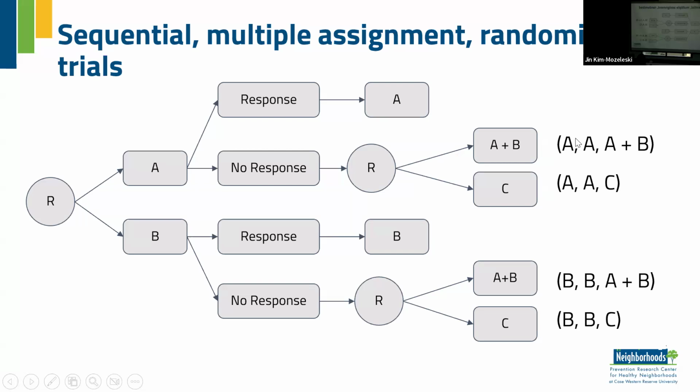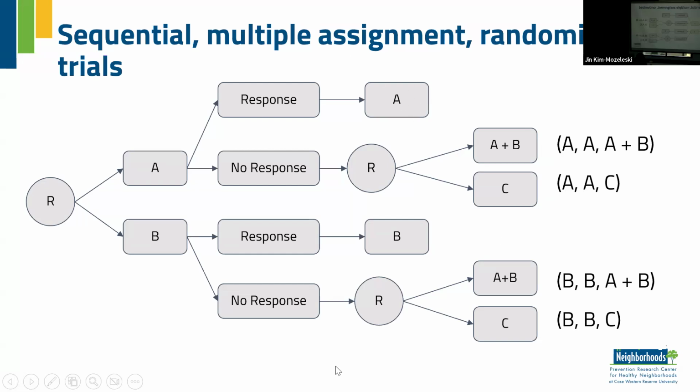So the DTR triplets are denoted over here. This one would correspond to A plus B, A, C, because we have responders going to A, non-responders going to A plus B here. So that's how that triplet is formed. And then likewise, you could start with treatment B, responders stay on B, non-responders you either add A or switch to C. So this SMART has 4 embedded DTRs that we're comparing in it: A plus B, A, C, B, A plus B, and B, C.